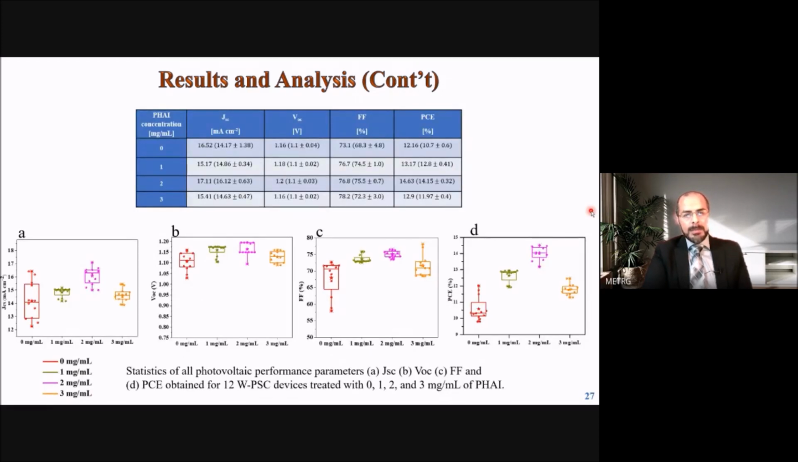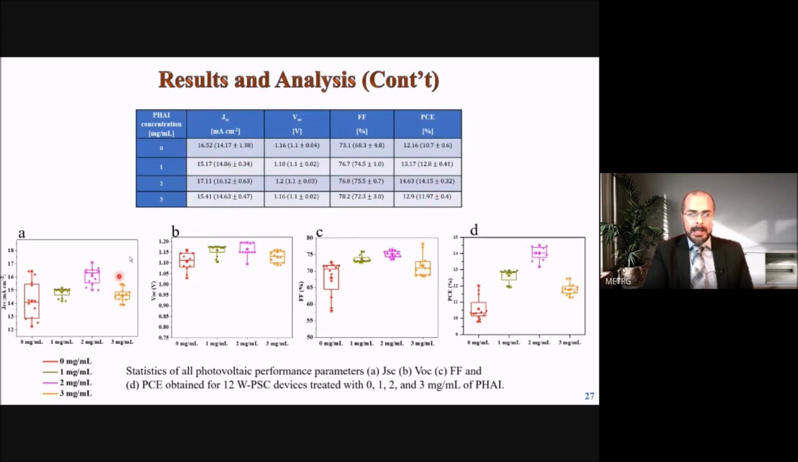So now I'm summarizing the characterization for these cells. I have 12 cells for each group, and we have 4 conditions: 0, 1, 2, 3. This is the value for current density, the first column. The second one is VOC, open circuit voltage, then fill factor, and the overall efficiency, the power conversion efficiency.